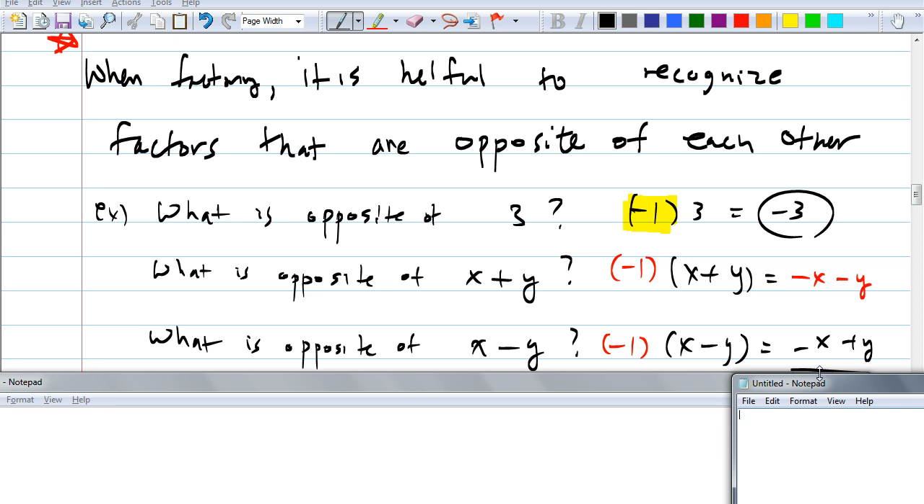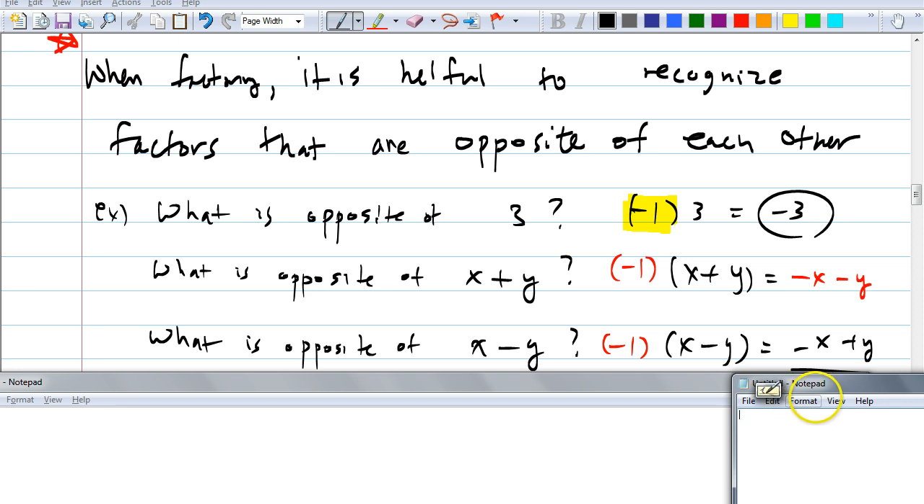So let's look at the last one. If I ask you negative x plus y, would you be able to tell that's the opposite of x minus y? How would you be able to identify? If I give you negative x, negative y, would you know that that's the opposite of x plus y? How would you identify these things? Because I just said it's helpful to recognize opposite of these polynomials.